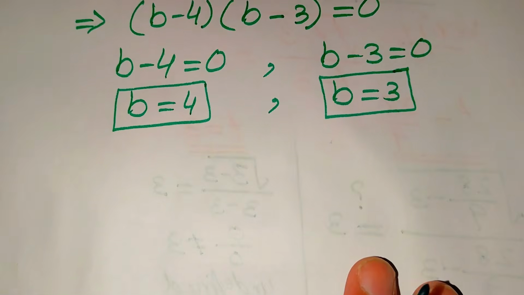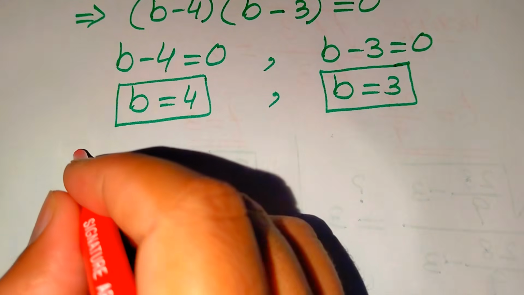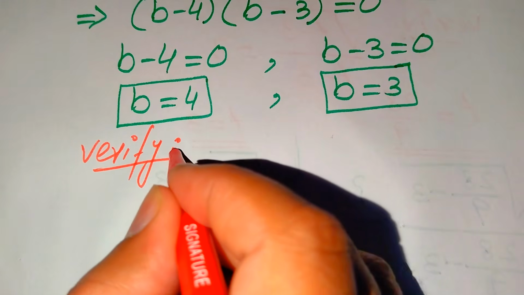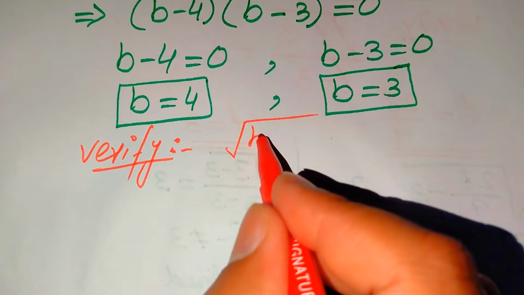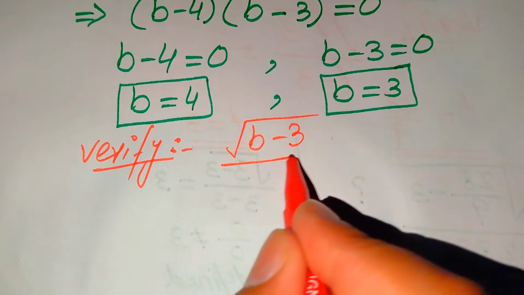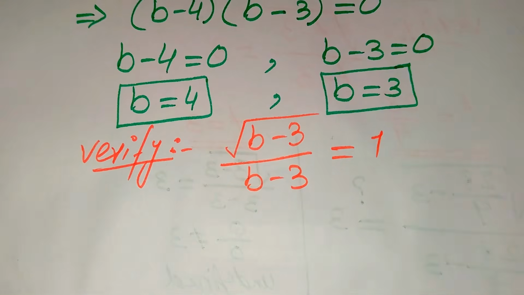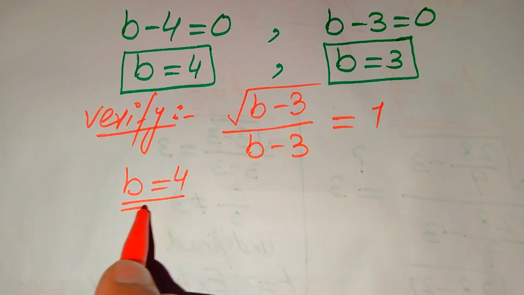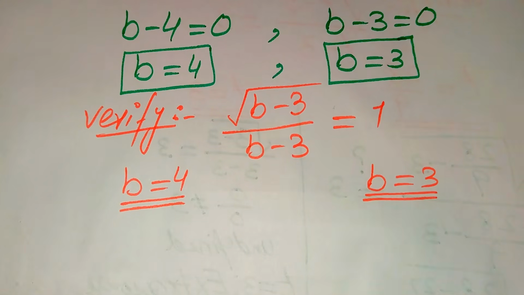Now in the next steps we need to verify whether these values of b are solutions or extraneous roots. For verification of these values we need to copy down the given question statement. Here it is the square root of b minus 3, divided by b minus 3, equals 1, and on this side we will verify b equals 4, and on this side we will verify b equals 3.